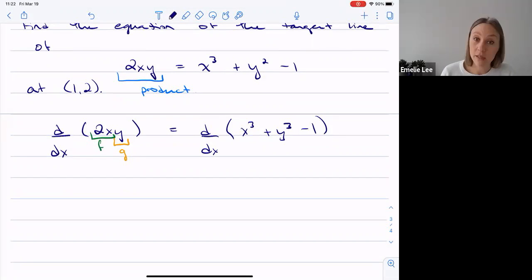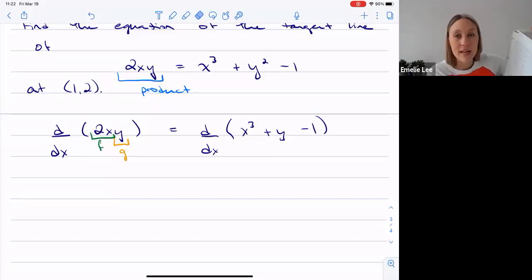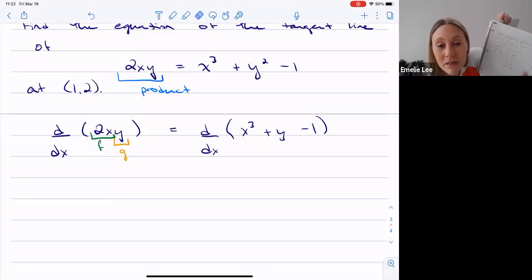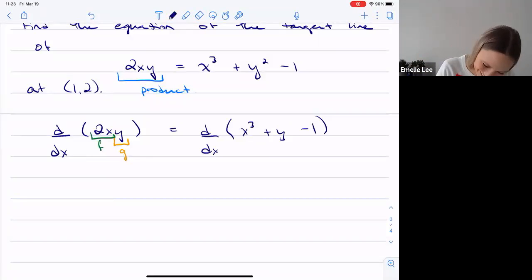Do I mean y squared? I do. I really, really do. Thank you. Do you know what's so funny? I did that in my notes as well, and then I went back and I fixed it. So why would I do it again? I just want it to be y to the 3. Oh my gosh. And good catch.